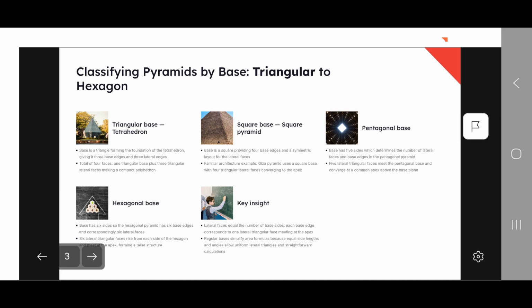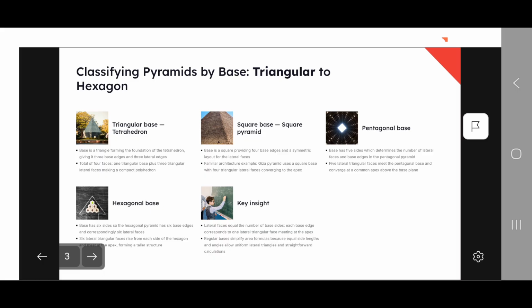A square base makes a square pyramid. The base is a square, providing 4 base edges in a symmetric layout for the lateral faces. A familiar architecture example: the Giza pyramid uses a square base with 4 triangular lateral faces converging to the apex.